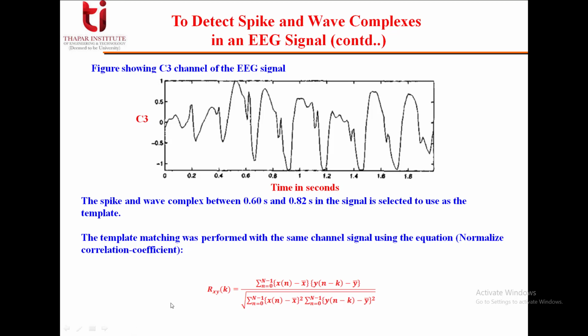That is Rxy(k), because we are taking one as a template and the other as a signal. So that is a kind of cross correlation. You can obtain it using this equation. Again, you are computing the correlation and then dividing by the square root of the power of the individual template and the signal.